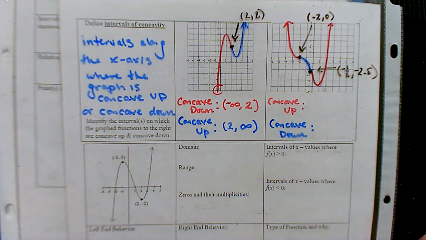Any takers? Where's that graph concave up? Where is it concave down? Can we identify any of those sections? What do you think, Ashlyn? Go ahead.